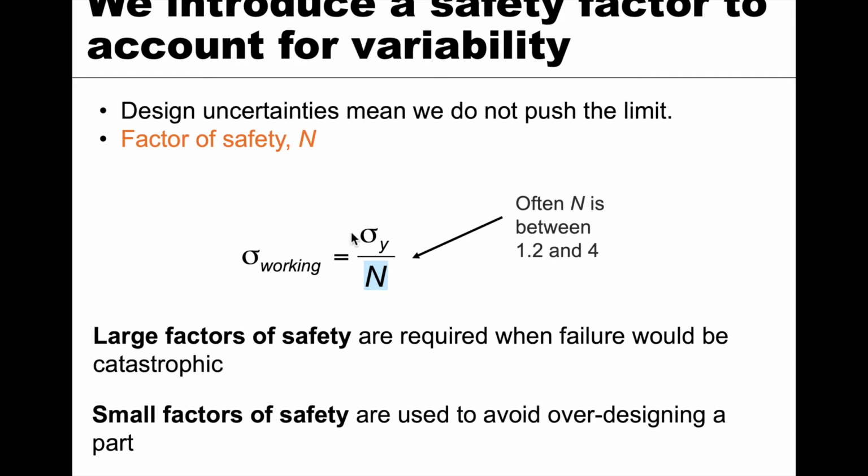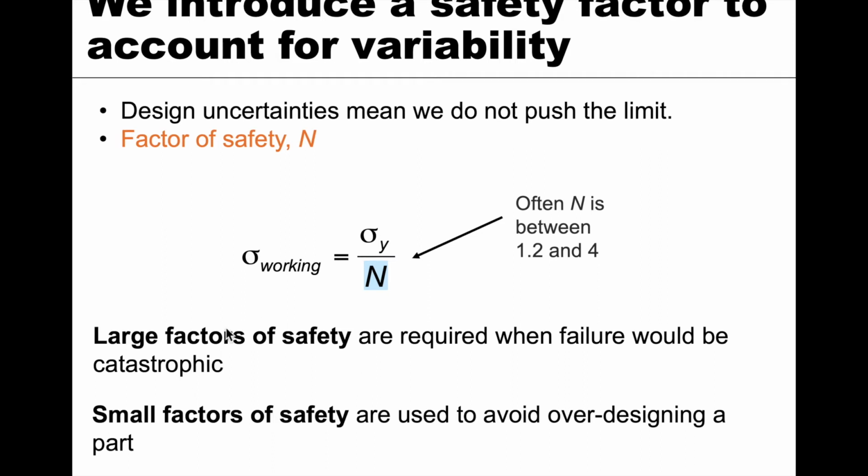So, for example, if we don't want yielding or plastic deformation to occur, then we have the yield strength, and we divide by a factor of safety to arrive at a working stress that is safe to push this material to. And this factor of safety is going to be some number, usually between 1.2 and 4, but that factor would obviously change based on what your design criteria is, right?